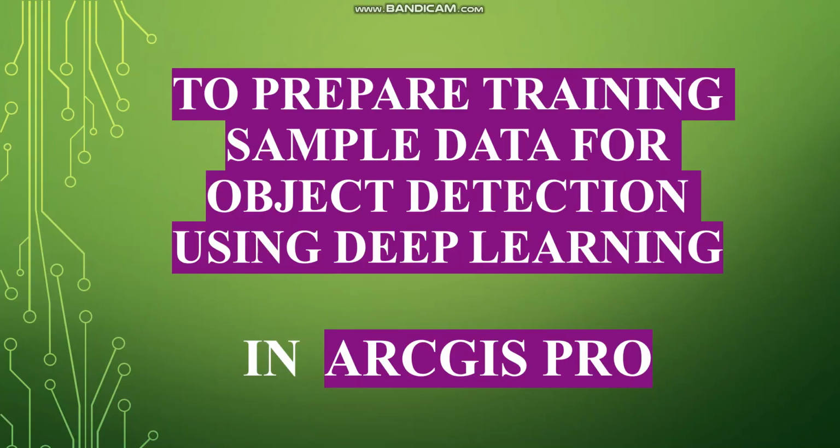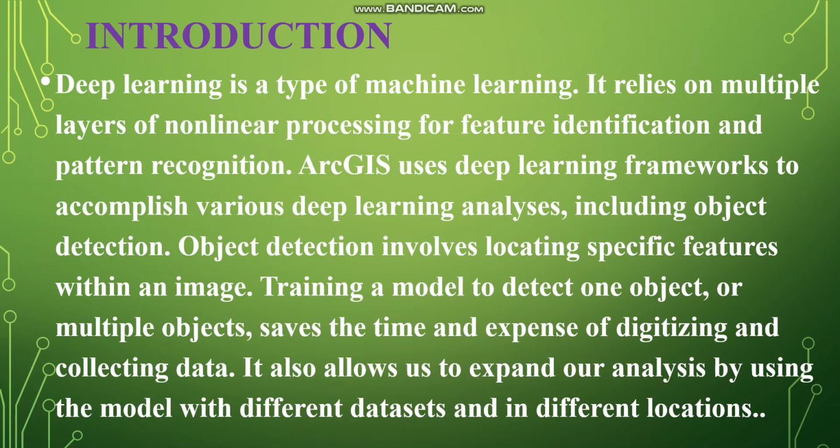Welcome learners. We are going to discuss how to prepare training sample data to detect objects in our imagery or in our dataset using deep learning in ArcGIS Pro. What is deep learning? Deep learning is a type of machine learning, we can say a subset. It relies on multiple layers of non-linear processing for feature identification and pattern recognition.